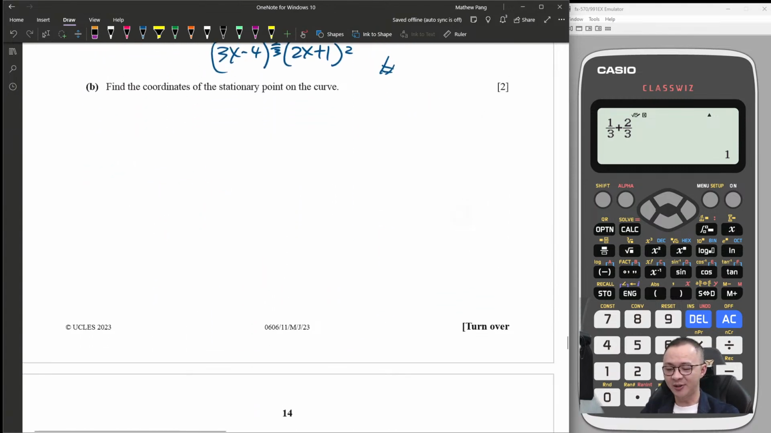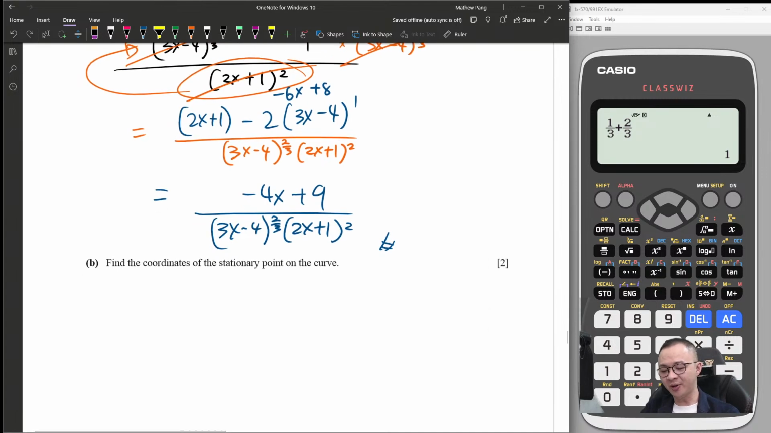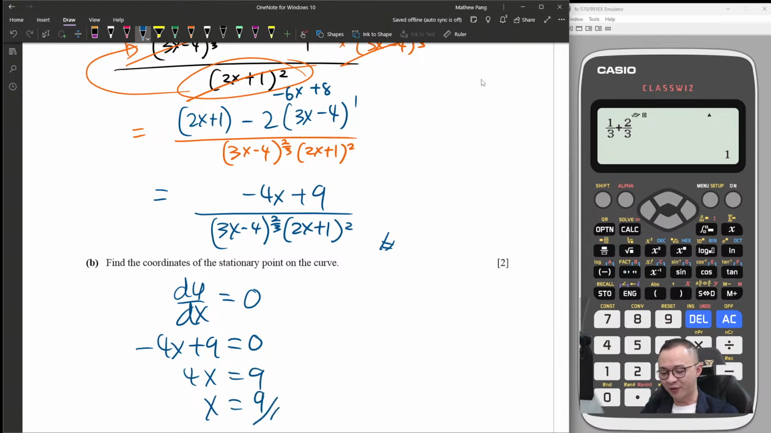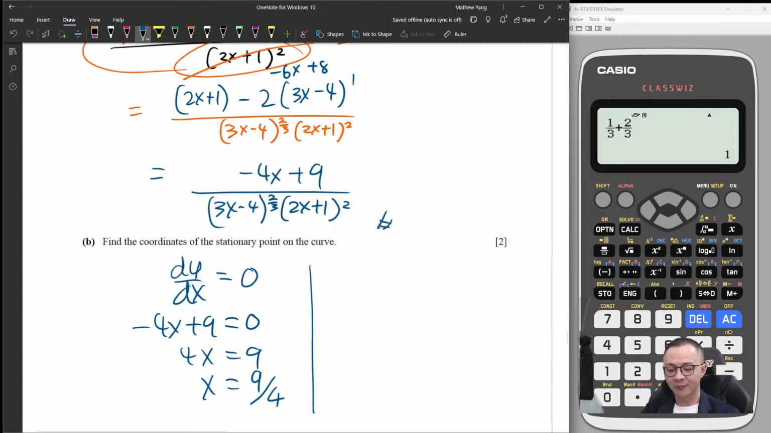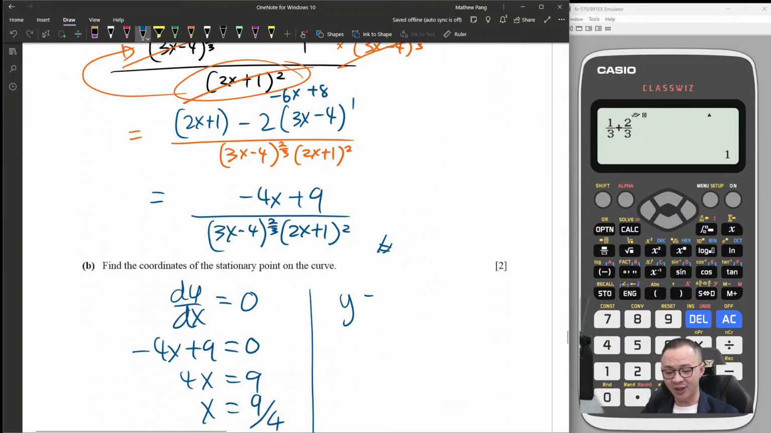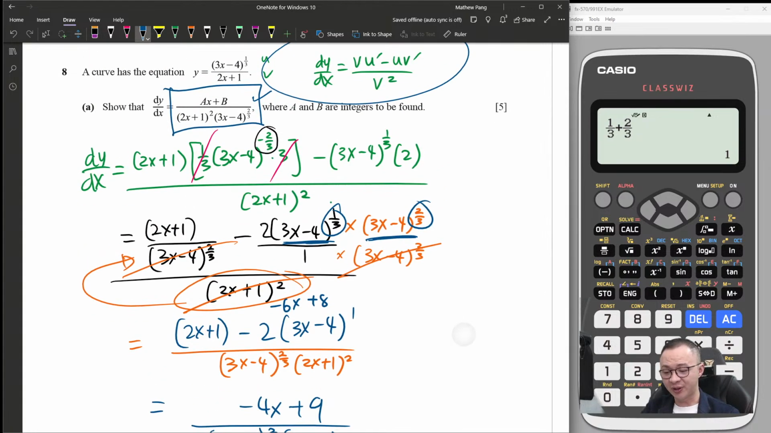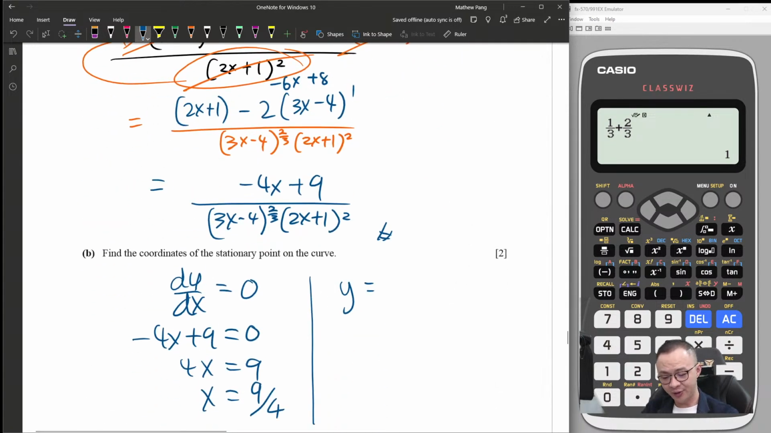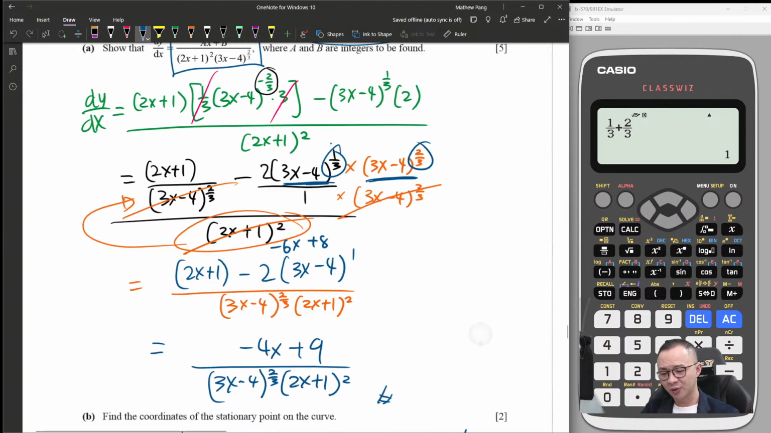Got problem, ask me. Then find the coordinate of the stationary point. Stationary point means dy/dx equals 0, right? So that means negative 4x plus 9 equals 0. Then 4x equals 9, basically x equals 9 over 4. Then they want a coordinate, I must have x and y. So in order to get y, I will sub into the y equation. What is my y equation on the top? (3x minus 4) power 1 over 3, divided by 2x plus 1.